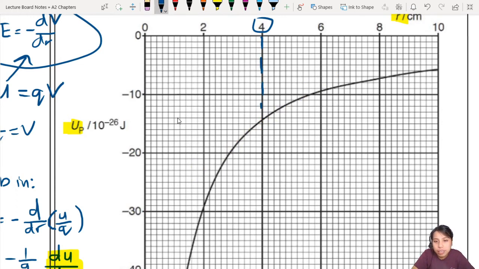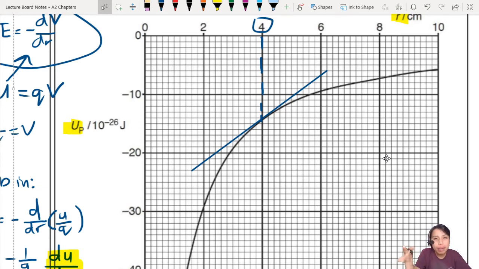Gradient at this point, right here. How to find the gradient now? Normally, for a straight line, we can draw a triangle, but this is a curve. Whenever you see curves and you want to find the gradient, first step, you have to draw a tangent to the curve. I'm pretty satisfied with this one, so that will be my tangent.